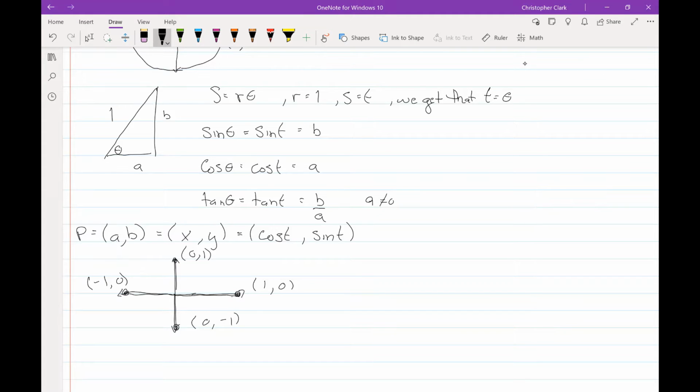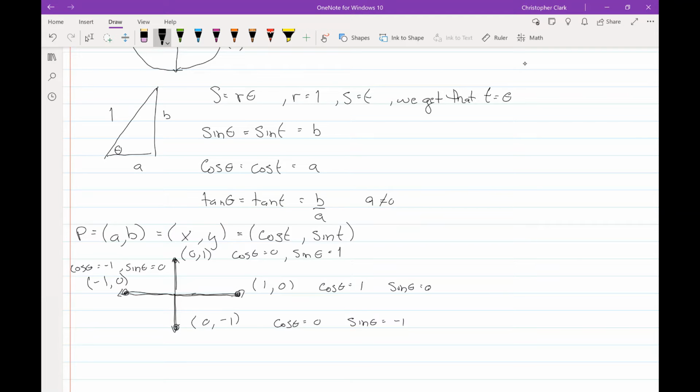So in this case, we can say that, I'm going to do cosine first. Cosine theta is equal to 1, sine theta is equal to 0. In this case down here, we have cosine theta is equal to 0, and sine theta is equal to -1. Up here, we have cosine theta is equal to 0, and sine theta is equal to 1. Here we have cosine theta is equal to -1, sine theta is equal to 0.